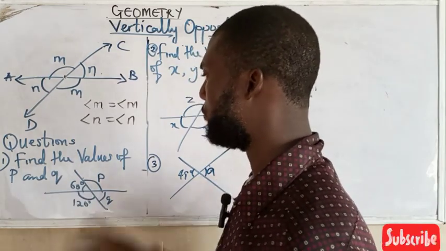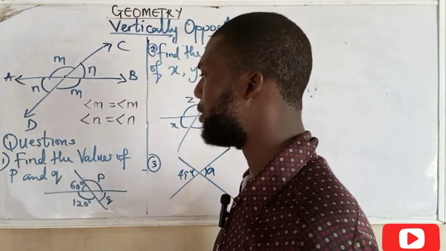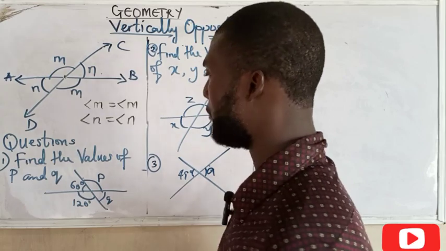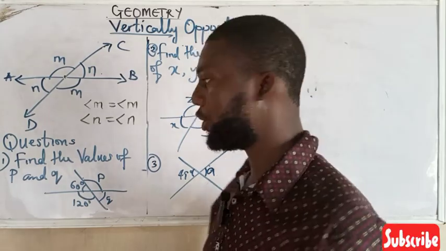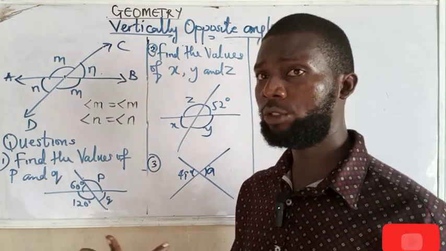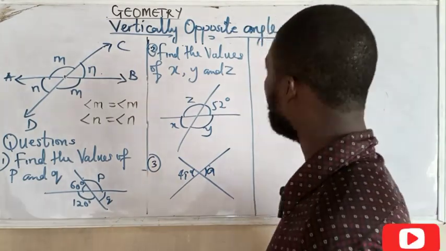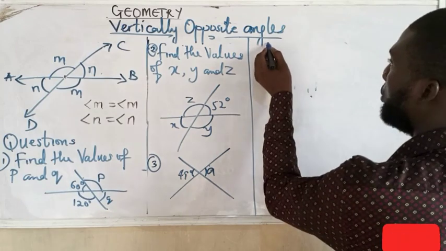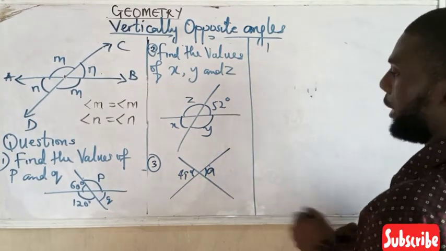Now let's look at the first question, without wasting much of our time. The first question says, find the values of P and Q. Find the values of P and Q. So how do we find the values of P and Q? We can solve this using two methods. The first method is the fast one, which we all know.